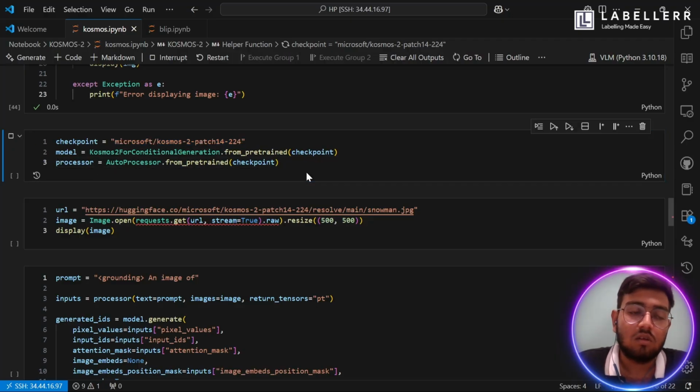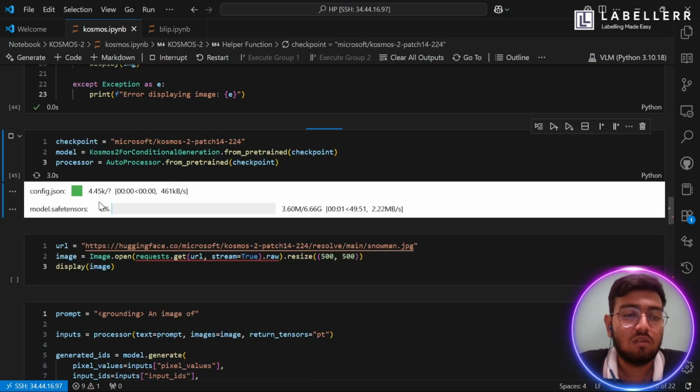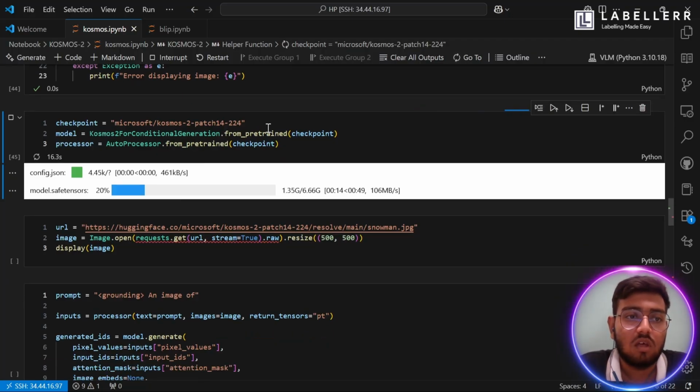Now as you can see, the model is downloading. It's around 6.66 GB. It's a large model by 2023 standards, but now it's a very small model, you could say. As you know, Pixtral and other models are very large compared to this.